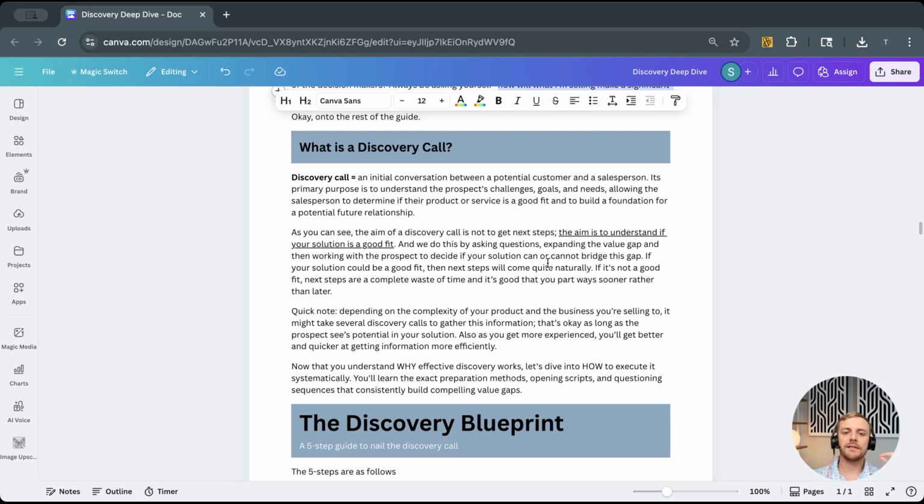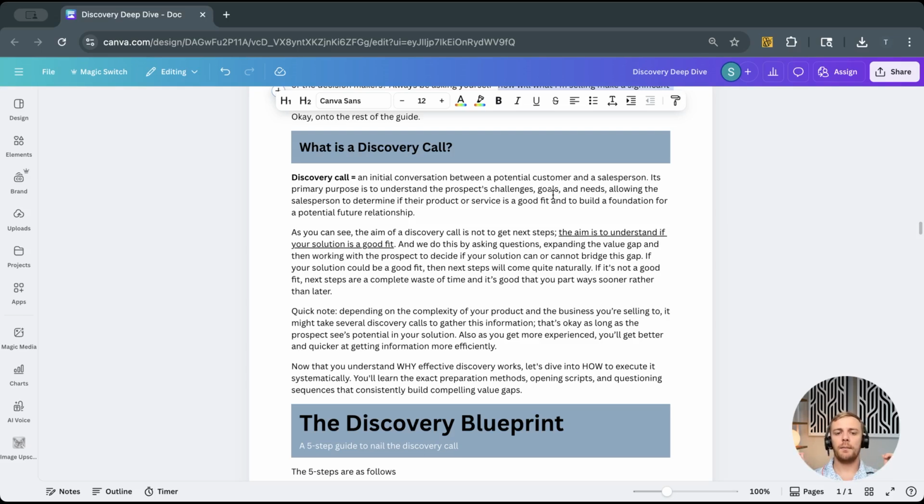So, as you can see, the aim of a discovery call is not to get next steps. The aim is to understand if your solution is a good fit. And we do this by asking questions, expanding the value gap, and then working with the prospect to decide if your solution can or cannot bridge this gap. If your solution could be a good fit, then the next steps come quite naturally. If it's not a good fit, next steps are a complete waste of time, and it's good that you part ways sooner rather than later.